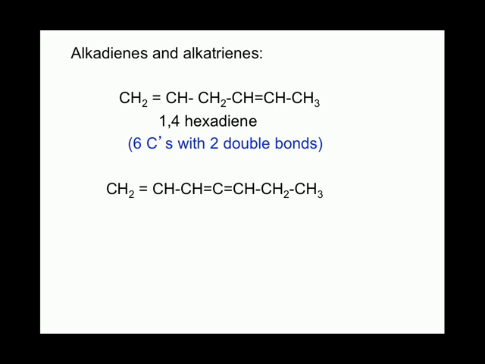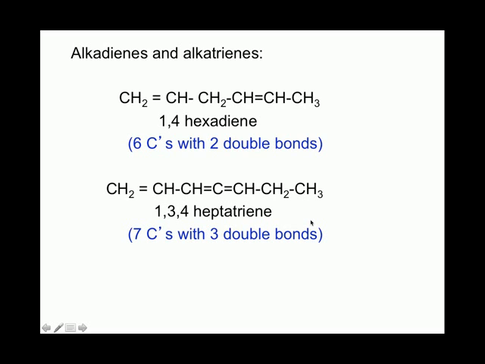Now here's another one. Why don't you take a shot at naming this one? Pause the video for a second and then come on back and see what the name would be. And this one would be 1, 3, 4 heptatriene. So we kind of name it backwards, remember, like we did before. Hepta means 7 carbon atoms in the chain. A triene says 3 double bonds someplace. And then we just number them in such a way that we get the lowest numbers. So here we have 1, 3, 4 heptatriene. That's 7 carbons with 3 double bonds.